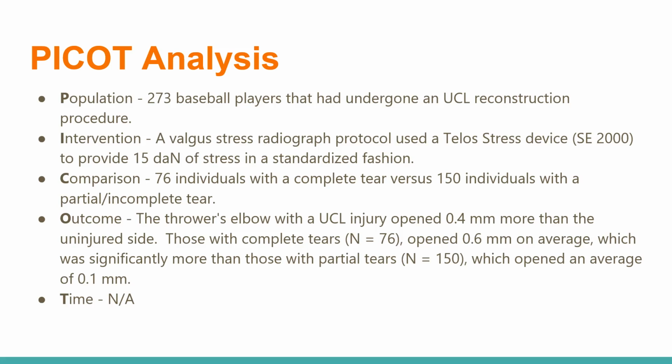The outcome was the thrower's elbow with a UCL injury opened 0.4 millimeters more than the uninjured side, and those with complete tears opened 0.6 millimeters on average, which was significantly more than those with partial tears, which opened on an average of 0.1 millimeters. And there was no timetable for this analysis.